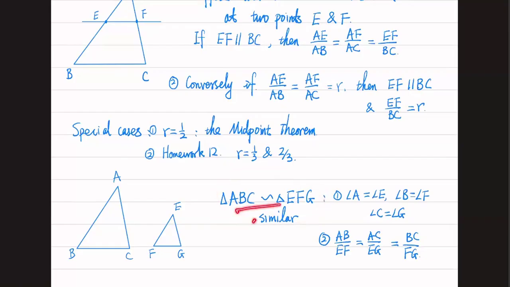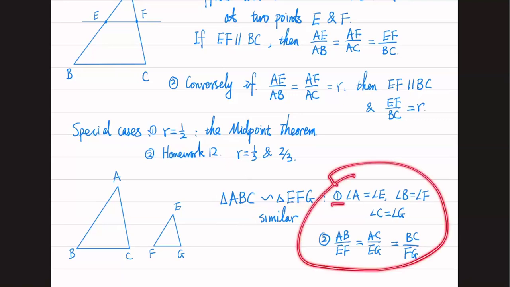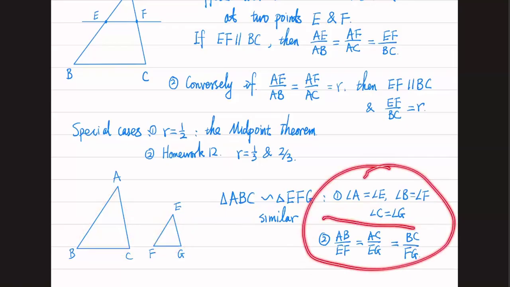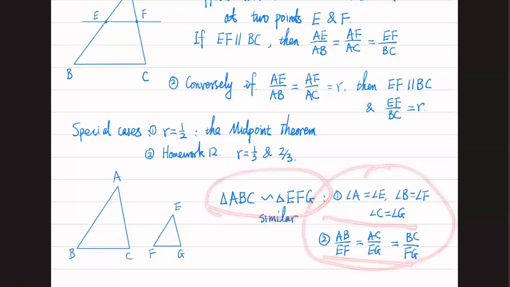If they are similar, we have the following conditions. We have to check the following. Corresponding angles, same measure. Corresponding sides, same ratio. If we verify these two collections of conditions, then we see the two triangles are similar.